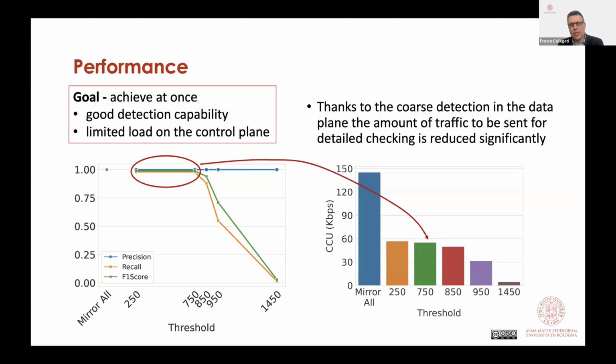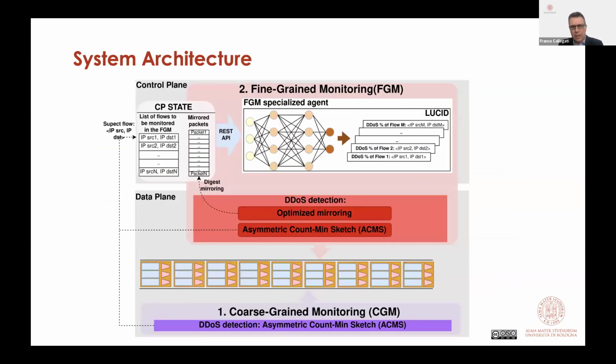So the message is that the joint effort of the two components, the one that you see here in purple and the one that you see up as a neural network, provides very good performance, almost optimal, with an overall computation burden that is significantly reduced in the artificial intelligence part, thanks to the pre-activity developed at the switch level.